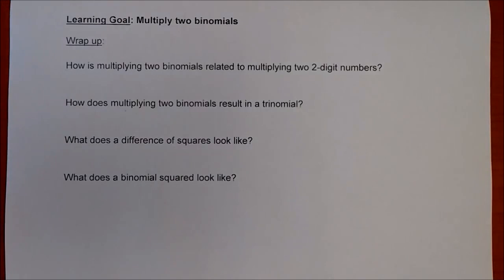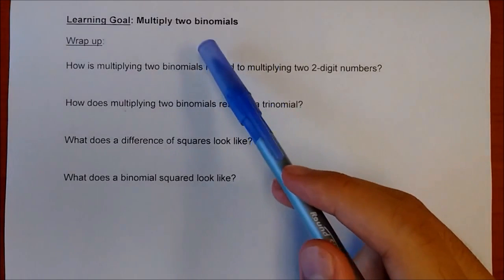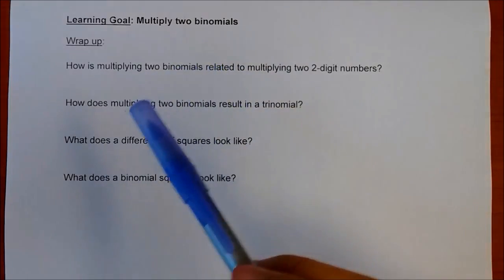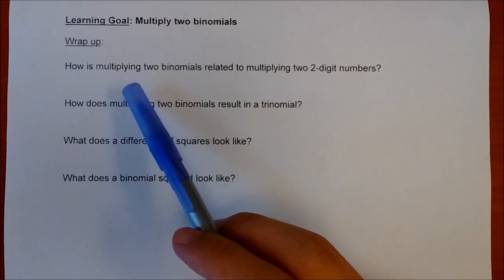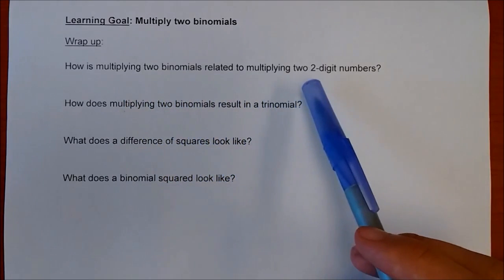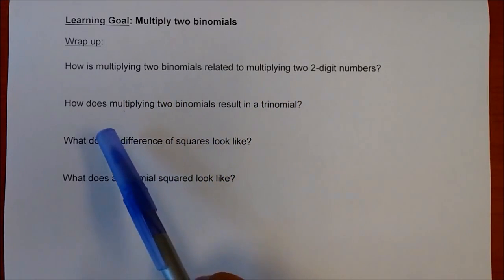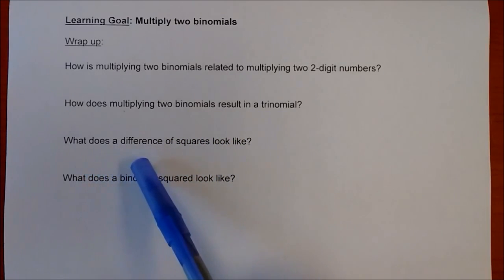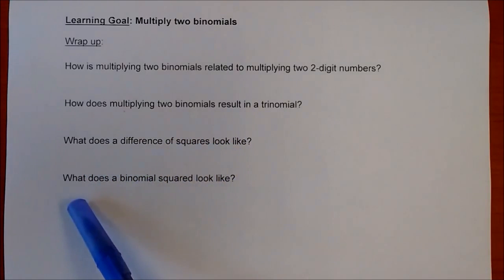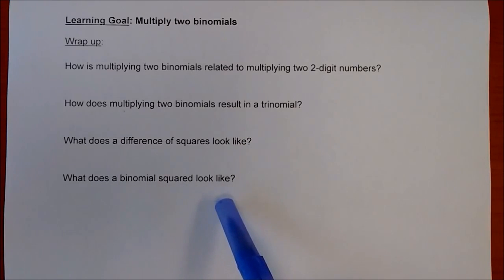As we finish the lesson, I want to remind you that our learning goal was to multiply two binomials. So now I have some wrap-up questions here for you. How is multiplying two binomials related to multiplying two two-digit numbers? How does multiplying two binomials result in a trinomial? What does a difference of squares look like? What does a binomial squared look like? Go ahead and stop the video and discuss with your neighbor.